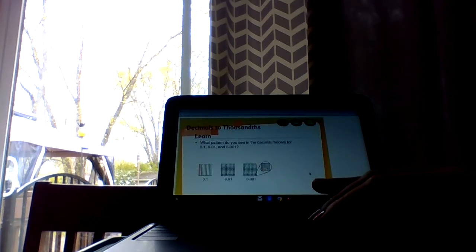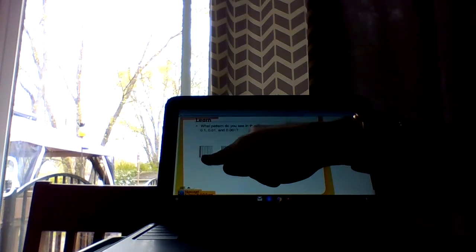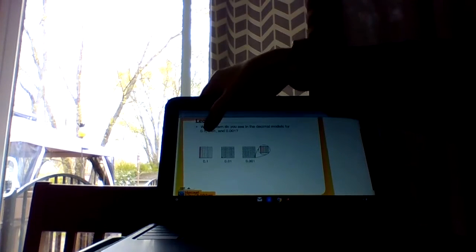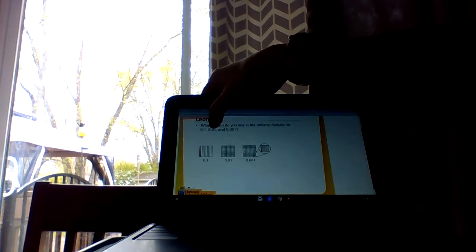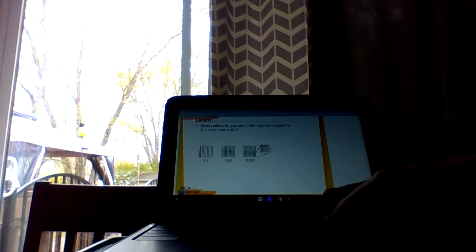Okay, what pattern do we see in these models? What's the pattern? Well, we're definitely adding zeros in our decimal place right to the right. So 1/10, 100th, 1,000th.